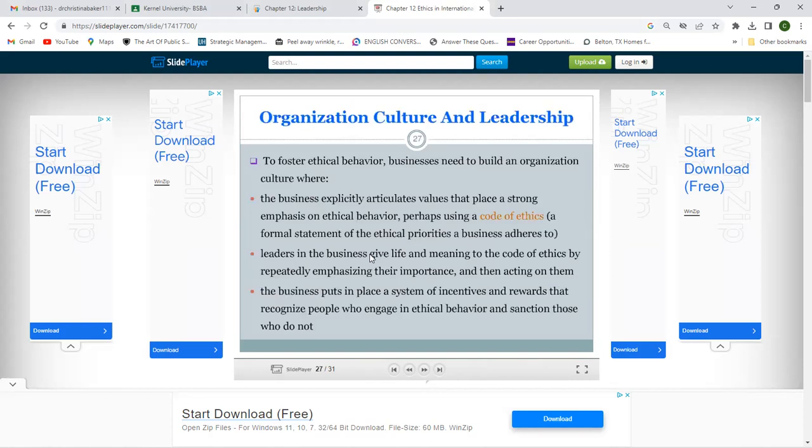Organization culture and leadership. To foster ethical behavior, businesses need to build an organization culture where the business explicitly articulates its values and places strong emphasis on ethical behavior, perhaps using a code of ethics, a formal statement of the ethical priorities that a business adheres to. Leaders in the business give life and meaning to the code of ethics by repeatedly emphasizing its importance and then acting on it. The business puts in place a system of incentives and rewards that recognize people who engage in ethical behavior and sanction those who do not.